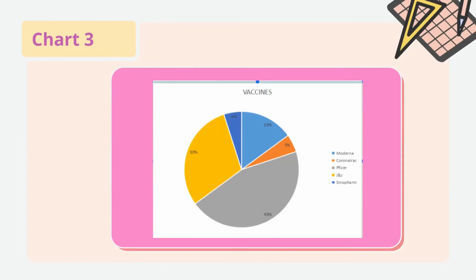There are 300 in total with a percentage of 30% who got vaccinated with J&J. There are 50 in total with a percentage of 5% who got vaccinated with Sinopharm. This implies that the respondents prefer Pfizer over Sinovac and Sinopharm. Next slide.